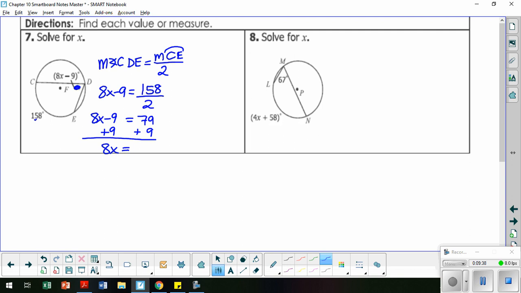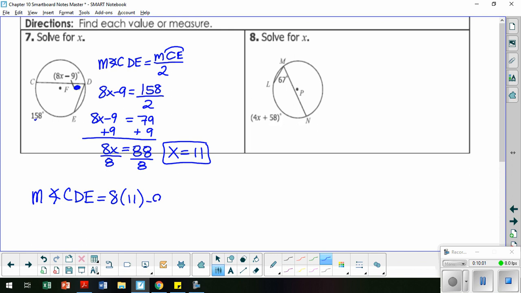Let's see. This gives me 88 divided by 8. So x equals 11. Now, if it was to say, solve for x, but then tell me what the angle is, you would do the measure of angle CDE is 8 times 11 minus 9. And you go from there. Or you could just half the 158, which is 79.